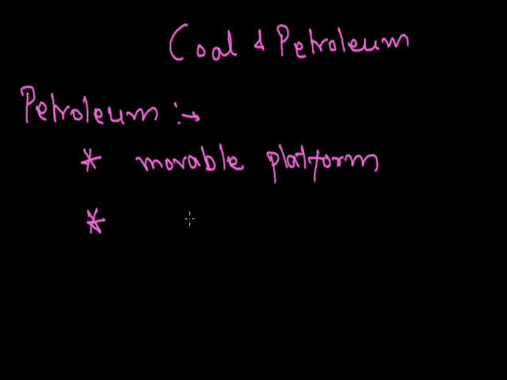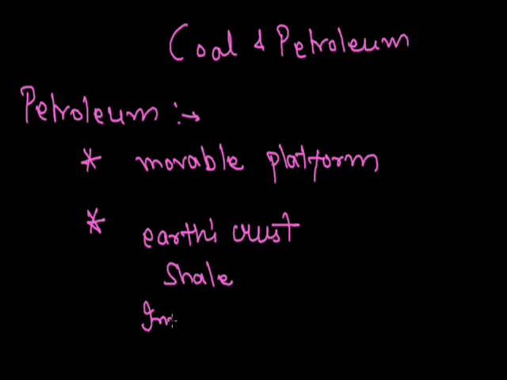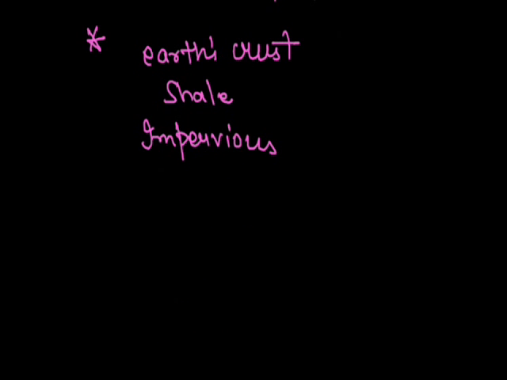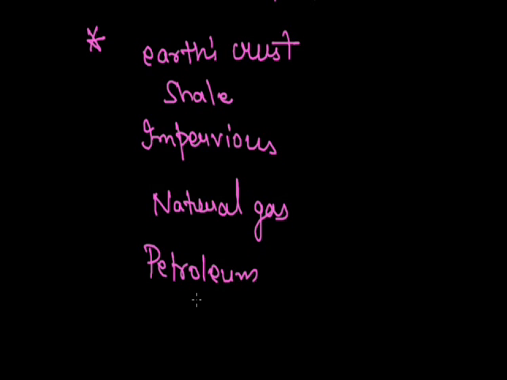The various layers which may be present are: first will be the earth's crust, then will be the shale, which is nothing but sand, then impervious rock. We can tell that the petroleum is present between two layers of impervious rocks. Impervious rocks means those through which anything cannot be transferred. Then is the petroleum, and then is seawater.